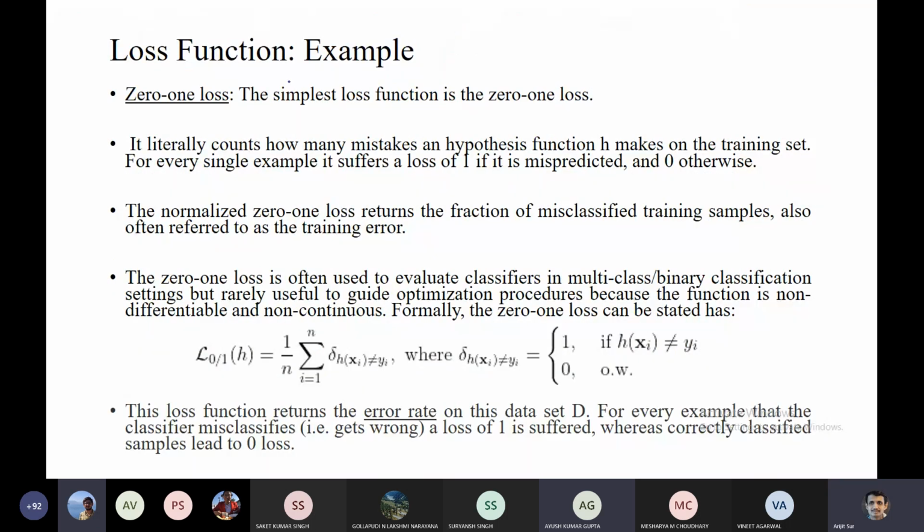So there are different loss functions, different examples. The 0-1 loss is very easy to understand. That means the simplest loss function is the 0-1 loss. It literally counts how many mistakes there are. Okay, that's one: apple, non-apple.